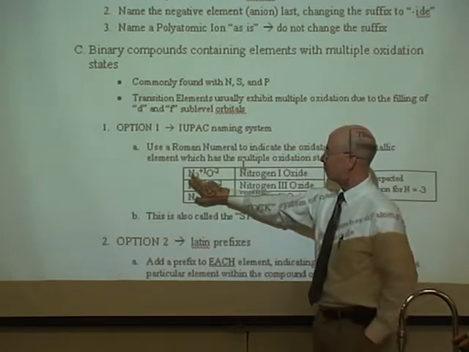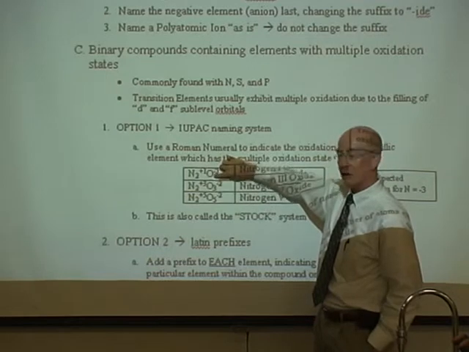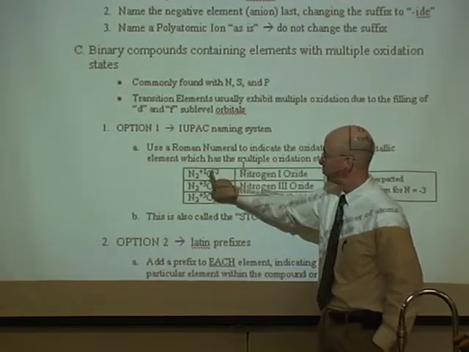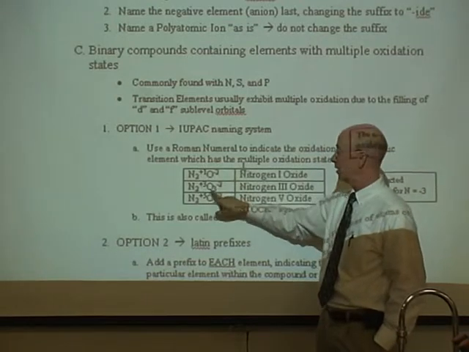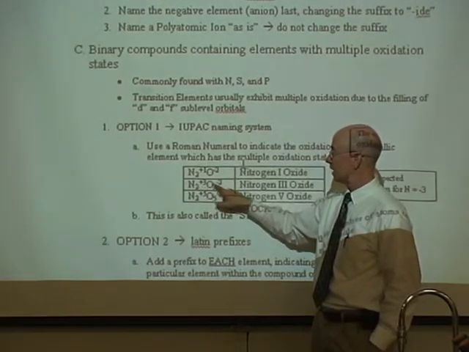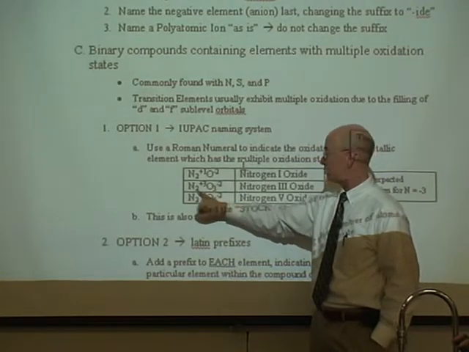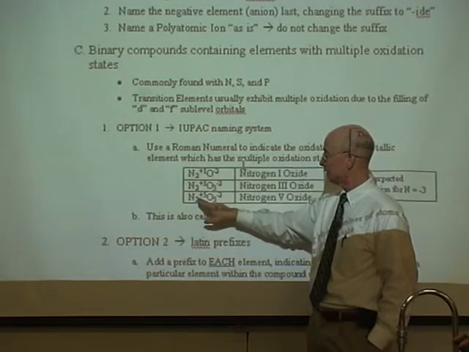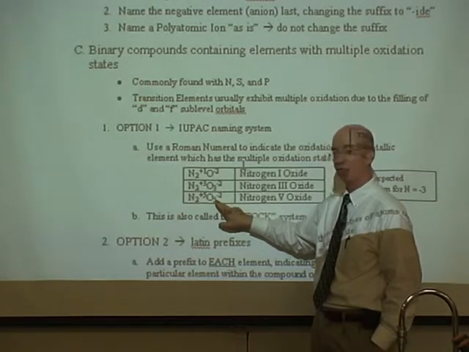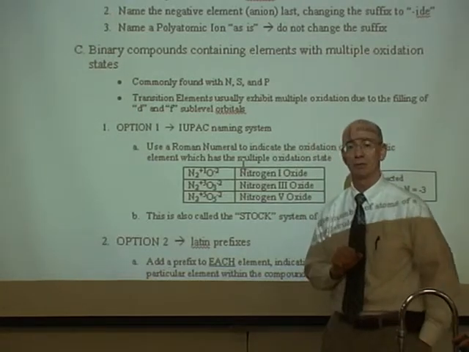Here we have nitrogen and oxygen, and you notice there's only one oxygen in this formula. If you crisscross, you'll see that it's N2O1. Here we have nitrogen and oxygen, but this time we have 3 oxygens and 2 nitrogens. That's a completely different compound. And then we have here N2O5, again a completely different compound. So we give them all different names.